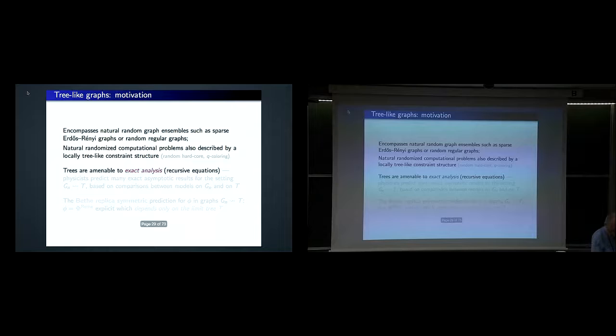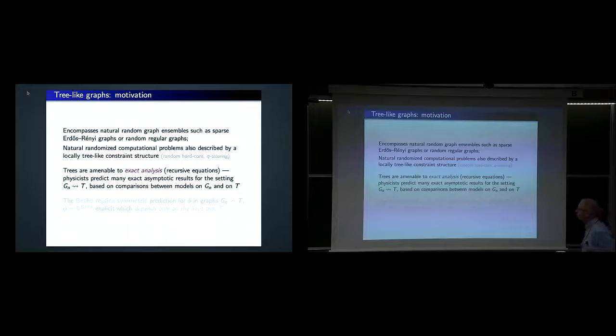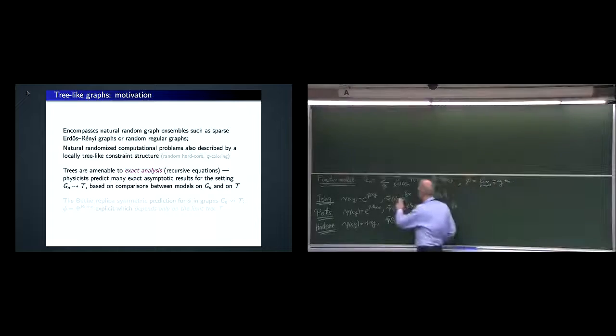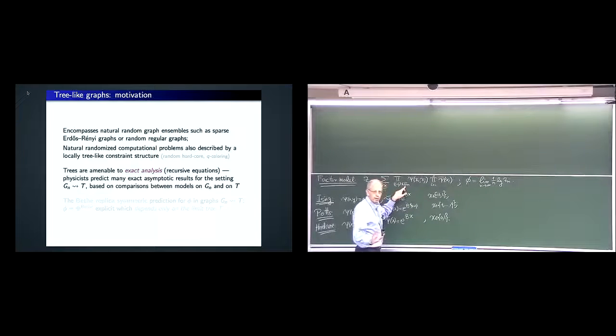Why do we like trees? We like trees because they are amenable to exact analysis. We can write recursive equations. Physicists predict many exact asymptotic results for the setting Gn goes to P. This notation indicates local convergence, as I defined it, based on comparison between the models on Gn and on P. So you take your factor model, and you can in principle replace Gn by a tree. It's not completely accurate because the tree typically is infinite, so we need to be careful how we do it, but you can imagine taking a finite tree and writing a measure of this type.